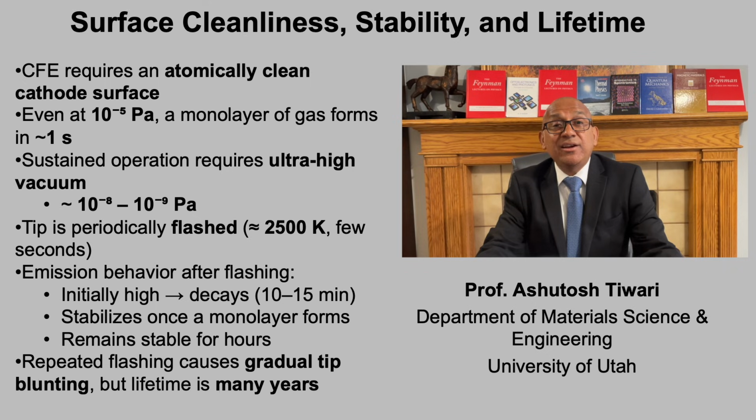Each flashing cycle causes the tip to become slightly blunter, and after many thousands of flashes, the available extraction voltage may no longer be sufficient to reach the desired emission current. However, since a tip is typically flashed only once per day, this blunting process is very slow. As a result, the useful lifetime of a cold field emission source is extremely long, often extending over many years.